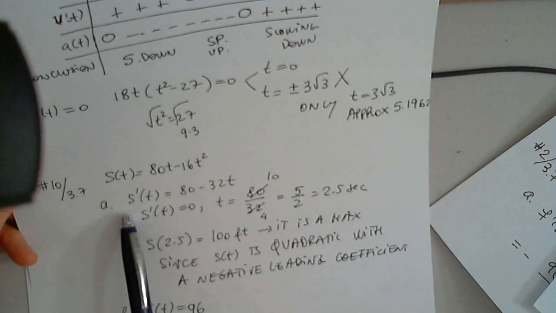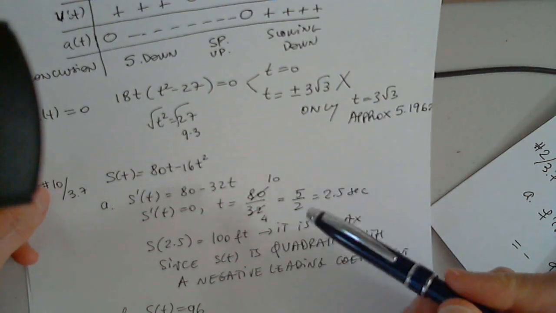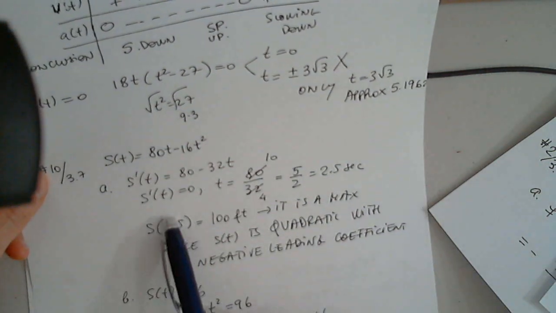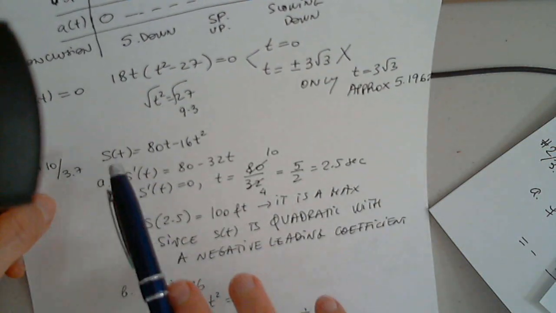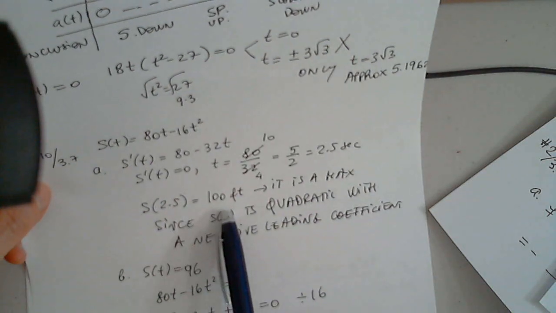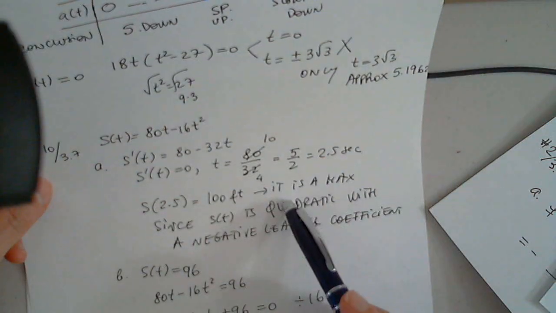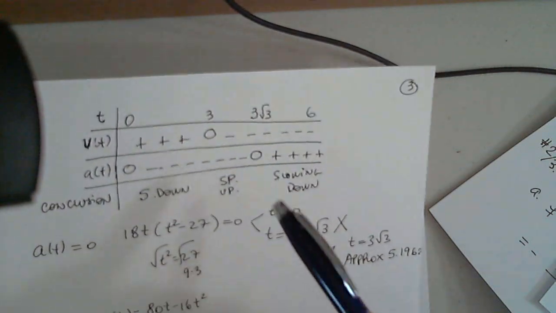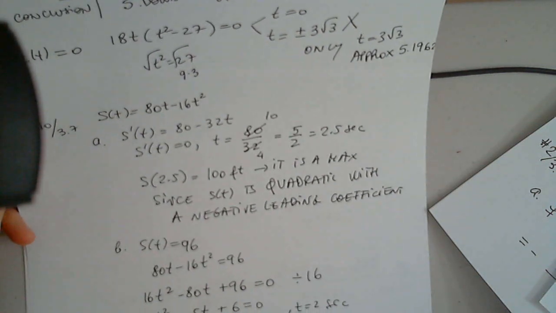Here we're given the distance formula. We're asked to find the velocity and where the distance is maximum. So we found the velocity, we set it equal to 0, and it's 2.5 seconds, and I plug in the distance formula to find the maximum height, which is 100 feet. I did not show a chart here because this is a quadratic function. But here I didn't study the sign because it's a quadratic function. Since it is a quadratic with a negative leading coefficient, it will have a maximum.